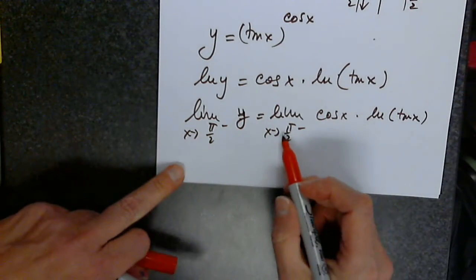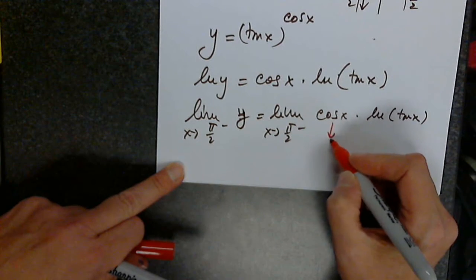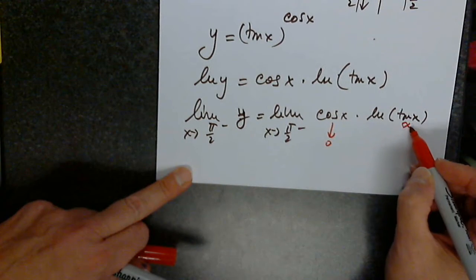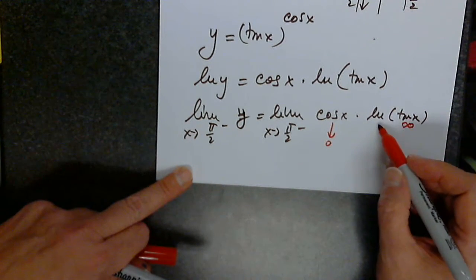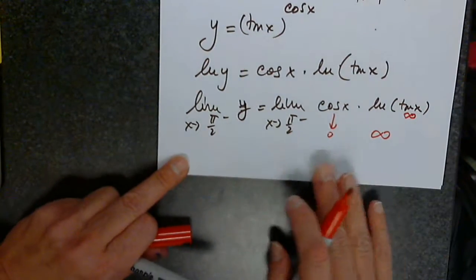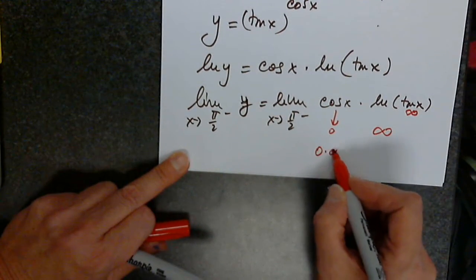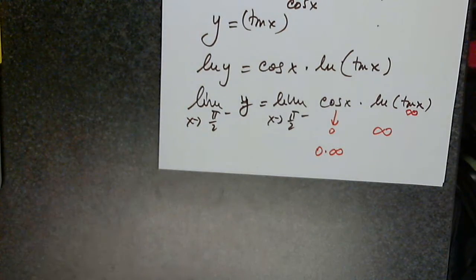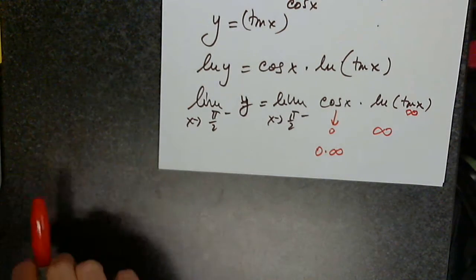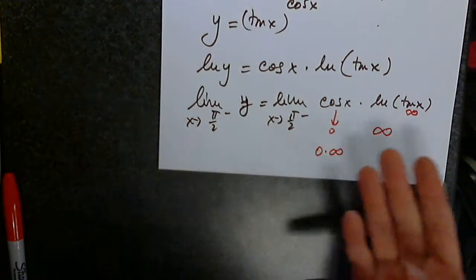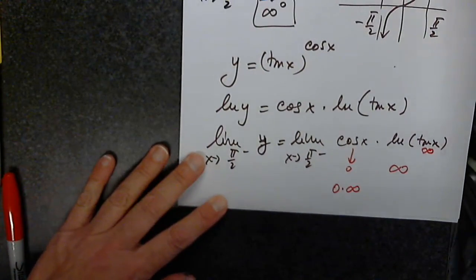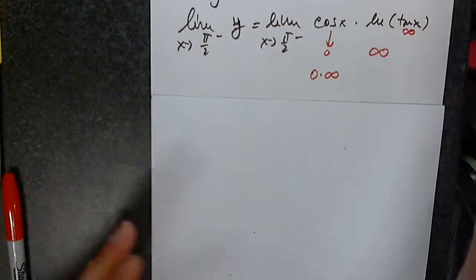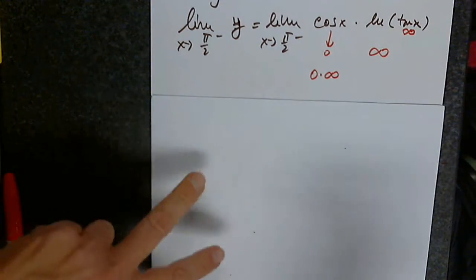Cosine approaching pi over 2 from left or right, it doesn't matter, this is 0. And this is infinity, right? And natural log of infinity is infinity. So this is more human: 0 times infinity is more human than infinity raised to 0. Good. So now I just need an algebraic manipulation somehow to get it to 0 over 0 or infinity over infinity.